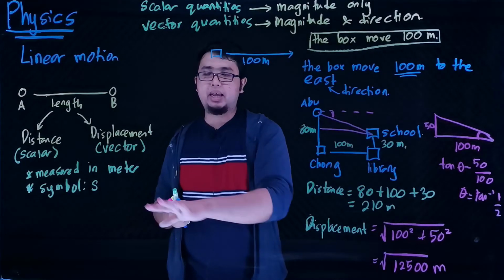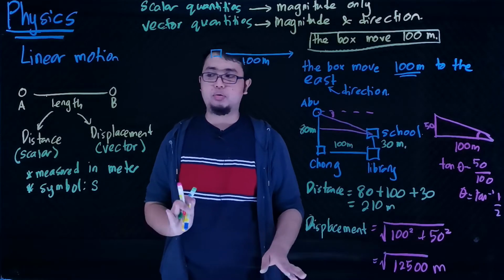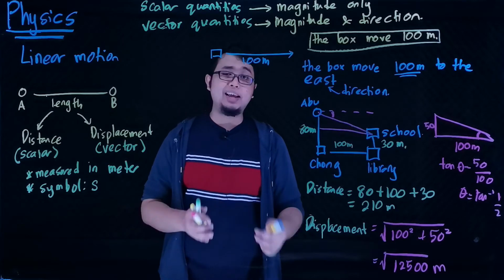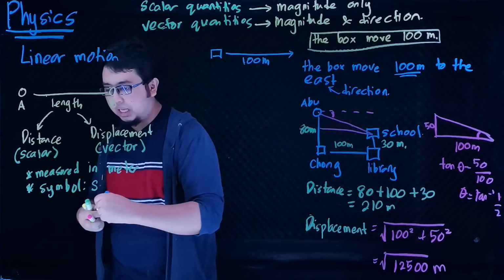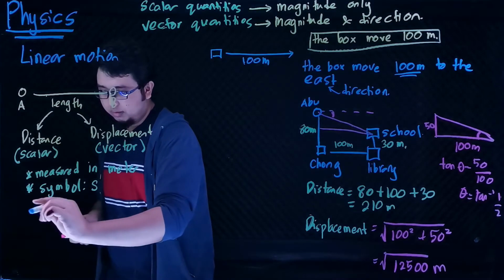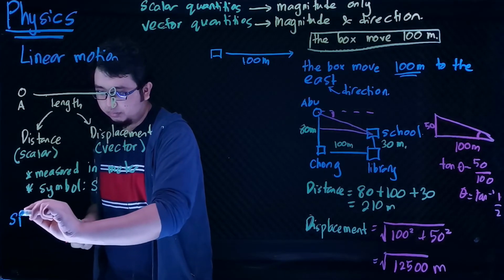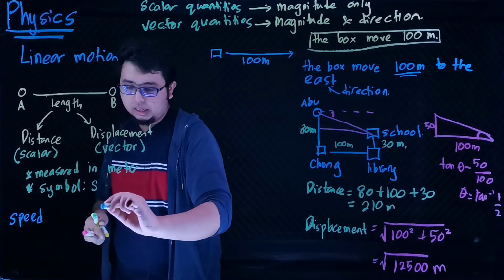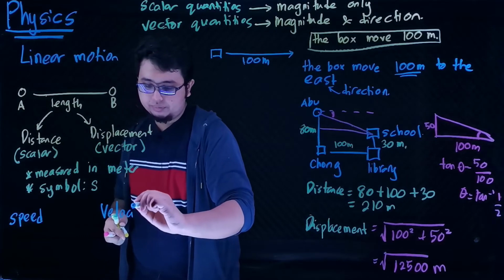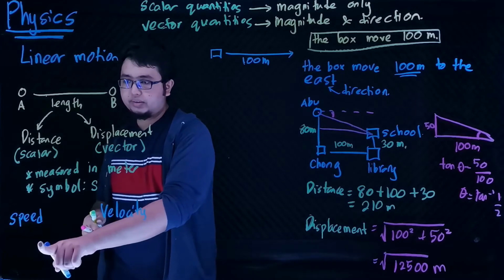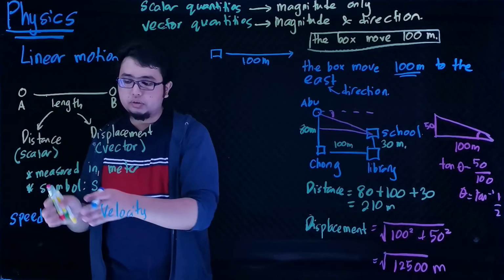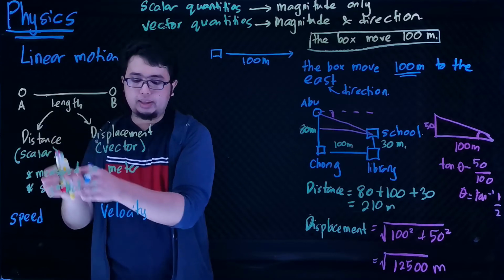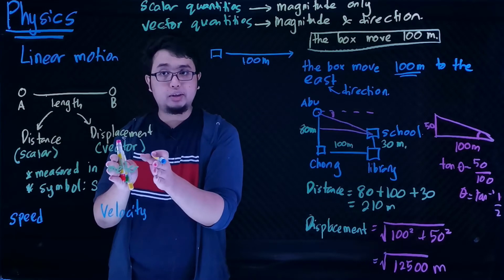Now, I'm going to shift back here. Not going to dwell here for too long. We're going to go with the other components inside our linear motion. We have speed and velocity. So both of these are basically using the thing on top of it. So speed is a scalar quantity and velocity is a vector quantity.